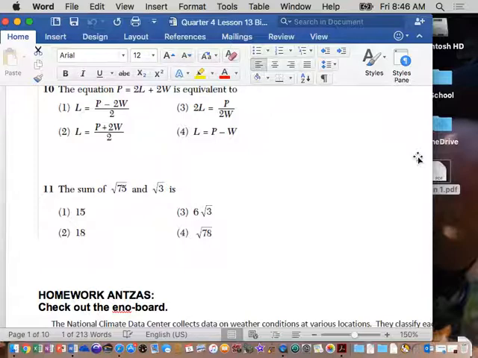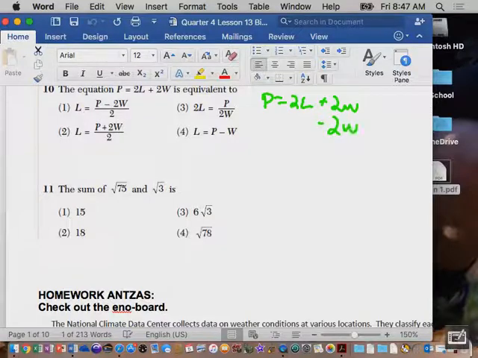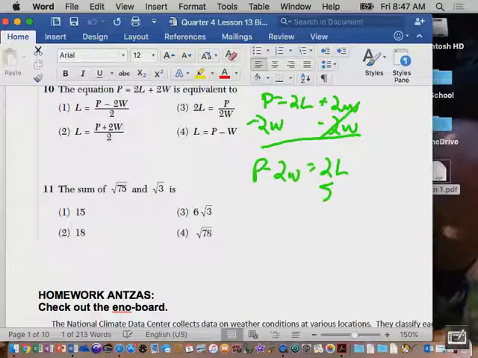The equation P equals 2L plus 2W is equivalent to... This is a literal equation where we solve for L. P equals 2L plus 2W. My first step is to subtract 2W from both sides. P minus 2W equals 2L, then divide by 2. Therefore, the answer would be choice 1. Yes, it would. Choice 1 is correct.